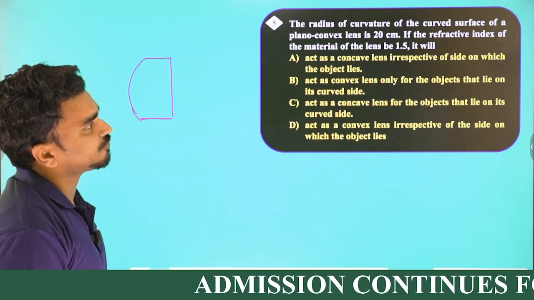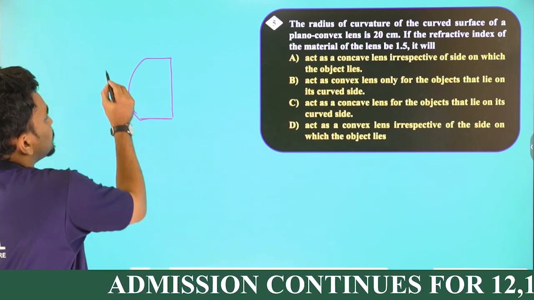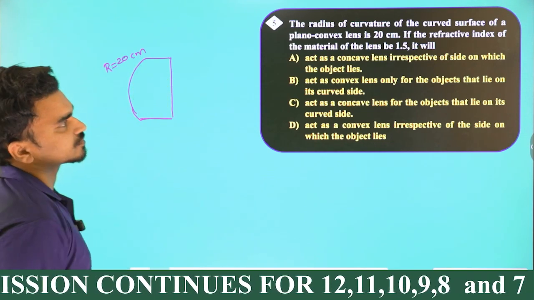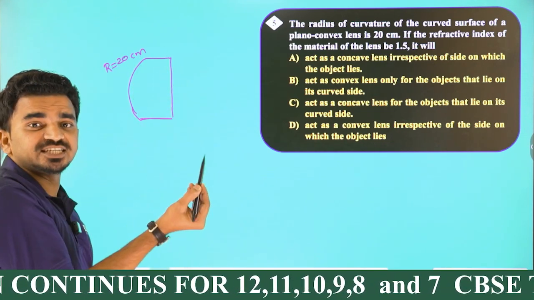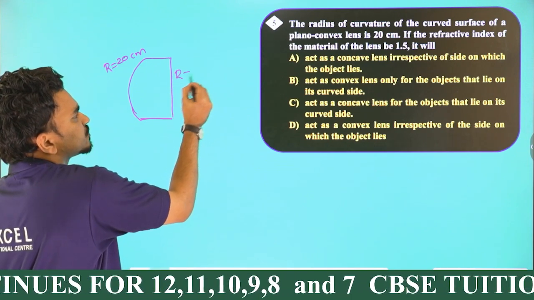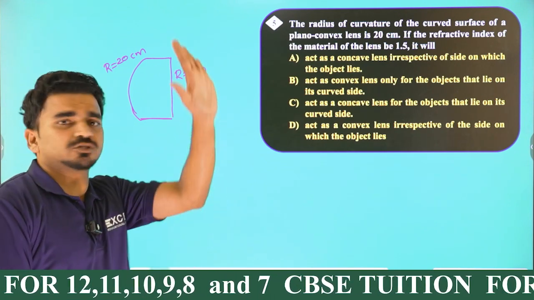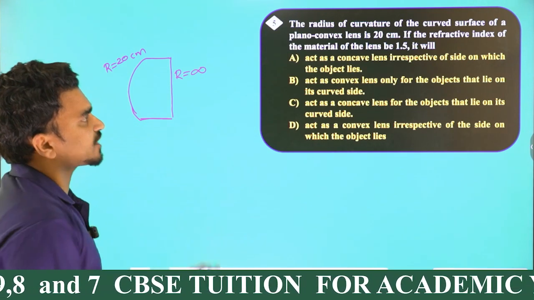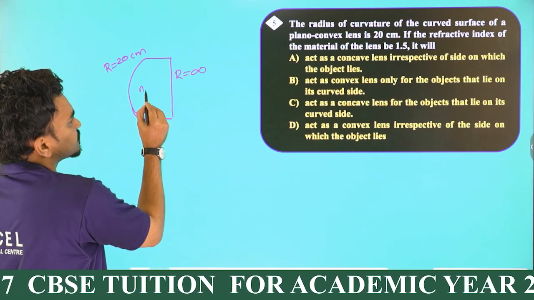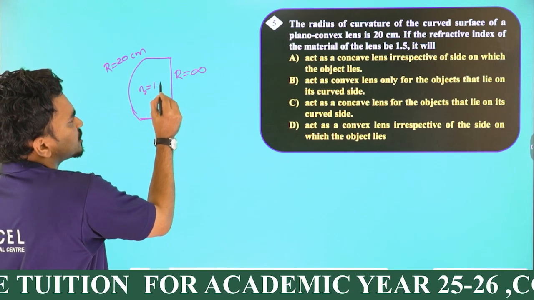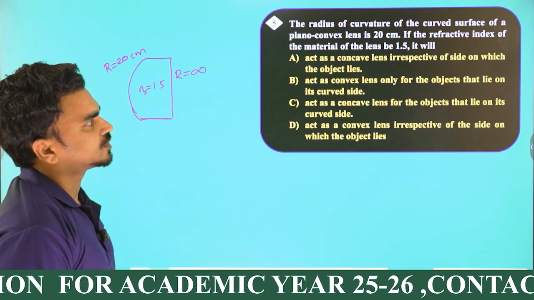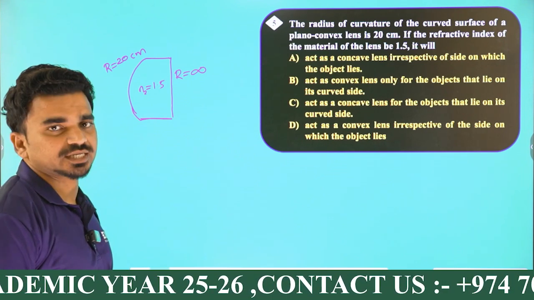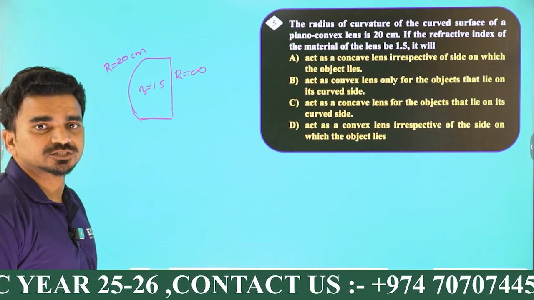The radius of the convex side is given as 20 centimeter. As you all know, what's the radius of the plane side? Infinity. Keep that in your mind. The refractive index of the lens, what we call n2, is 1.5. It will act as a concave lens irrespective of the side in which the object lies. Okay, so you can read the options.